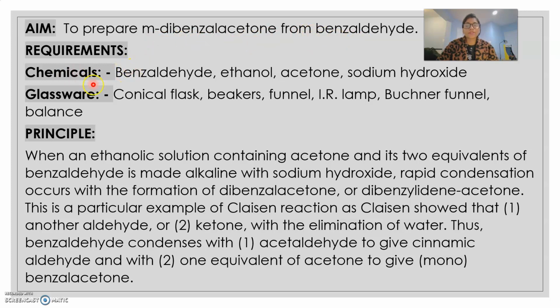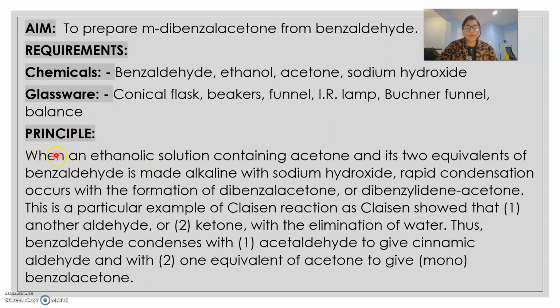The chemicals we are going to require are benzaldehyde, ethanol, acetone, and sodium hydroxide. The glassware we are going to use is a conical flask, beaker, funnel, IR lamp, Buchner funnel, and balance. The Buchner funnel is for filtration, the IR lamp for drying, and the balance for weighing the product that we get.